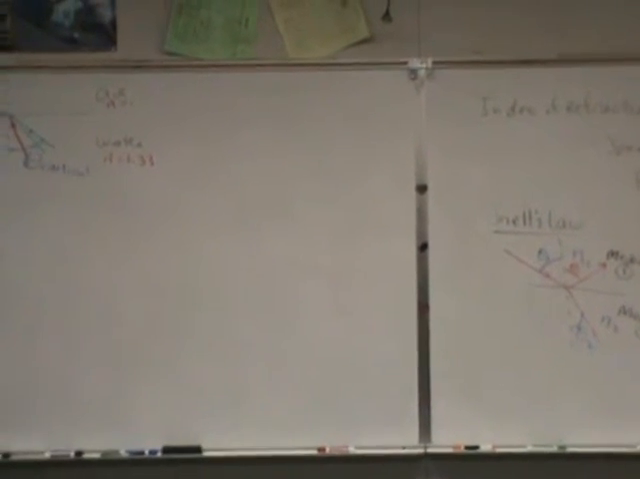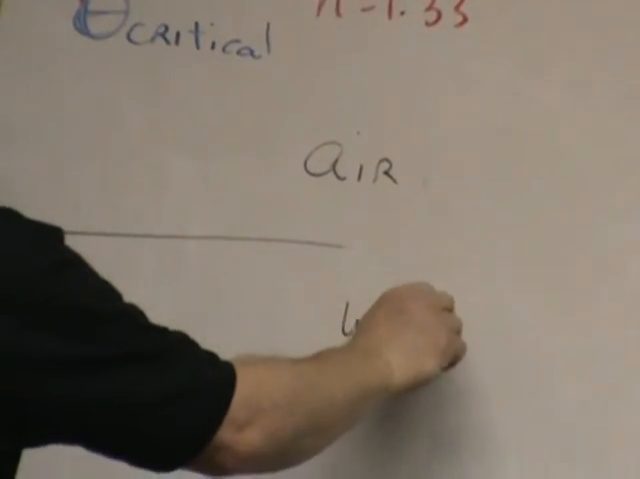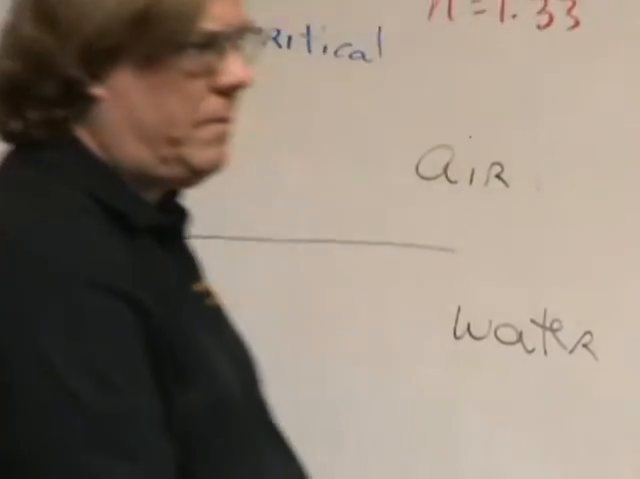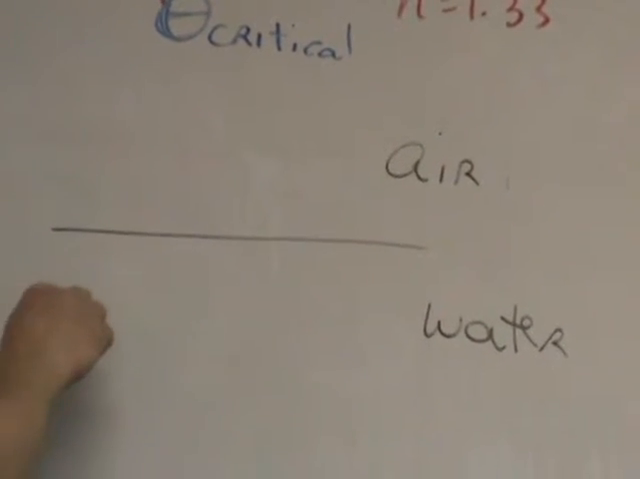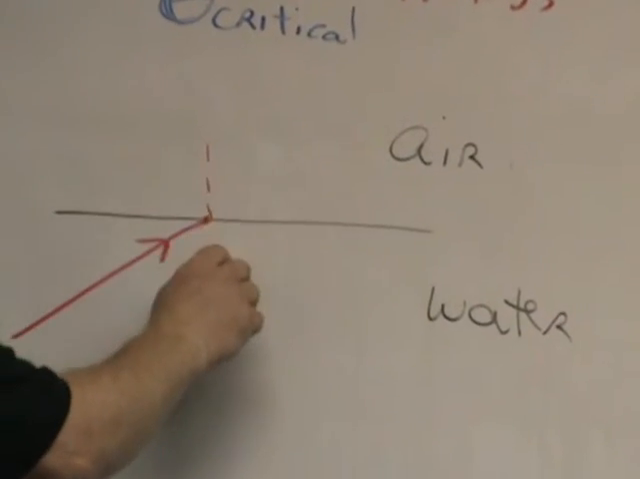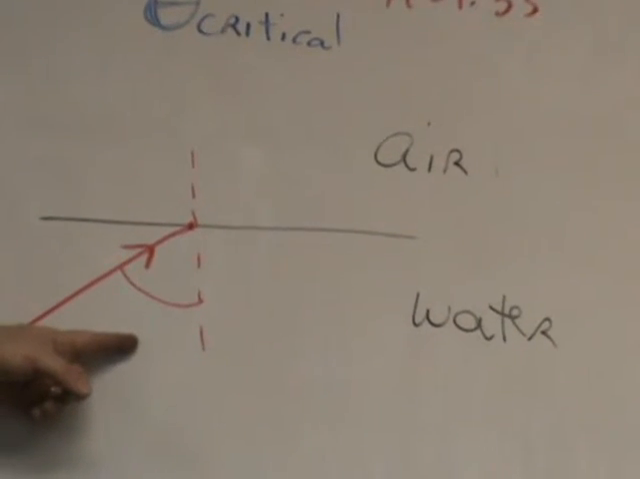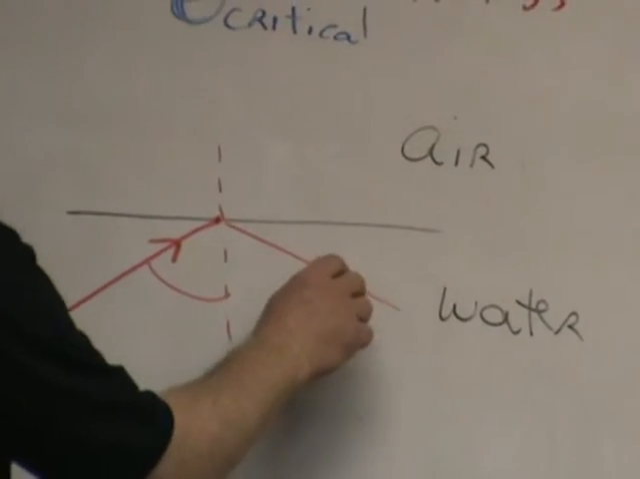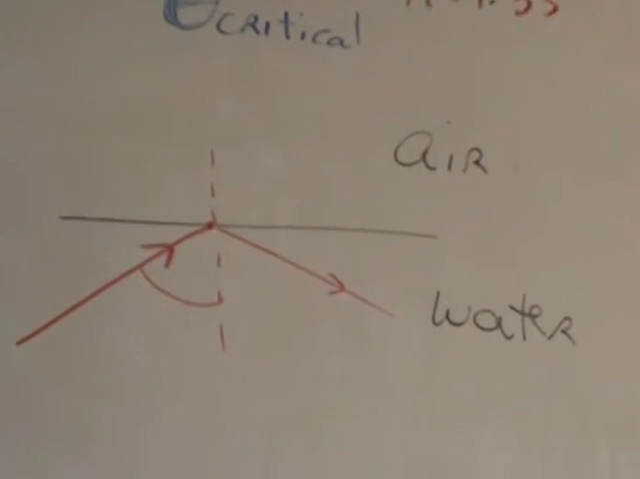So here's what was happening. I just want to say again, here was air, here was water, and I shined light to the boundary, but because the angle of incidence was equal to or greater than the critical angle, no light escaped the water. All of the light just reflected right back. And the name for this is called total internal reflection.